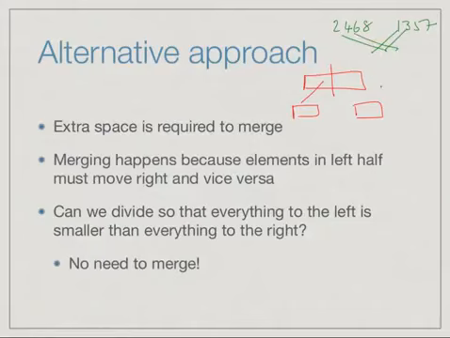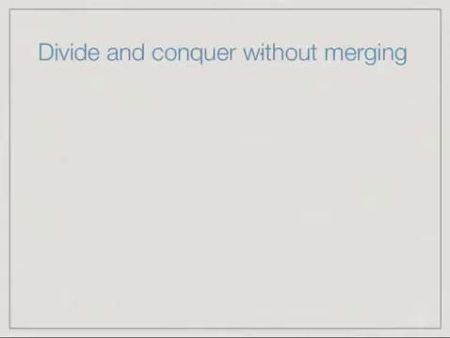So if we could arrange that everything that is on the left side of our divided problem is smaller than everything on the right side of the divided problem, then we wouldn't need to merge at all. And this perhaps could save us this problem of requiring extra space for the merge. So how would we do divide and conquer without merging? Assume that we knew the median value. Remember, the median value in a set is the value such that half the elements are smaller and half are bigger.